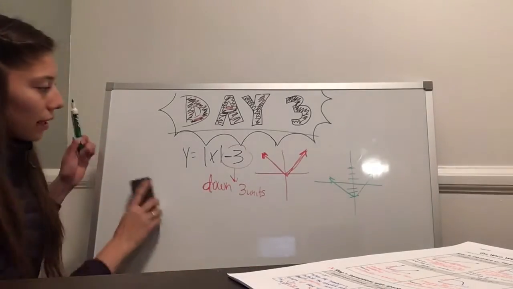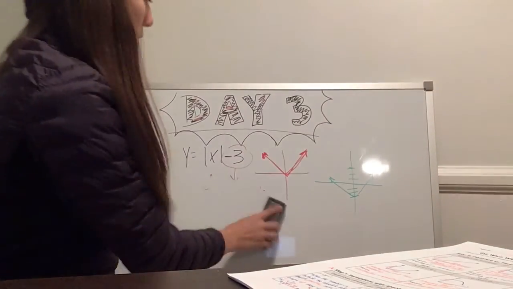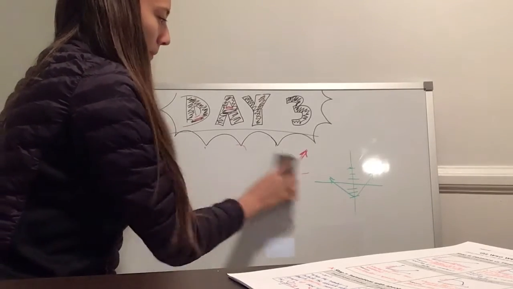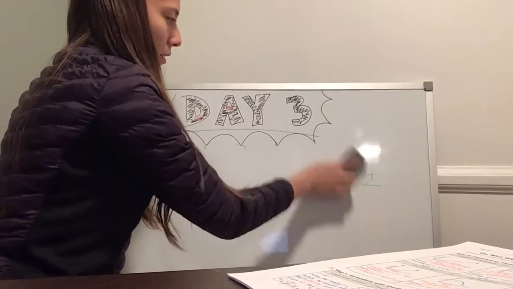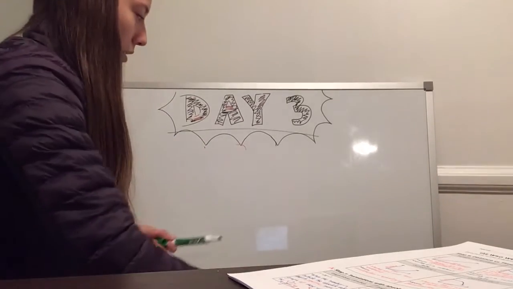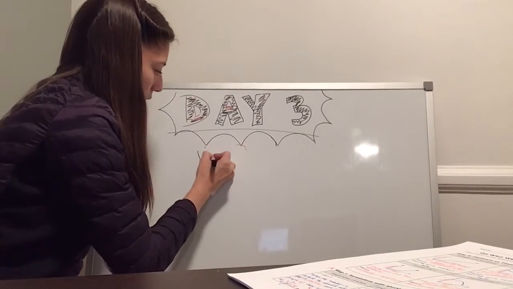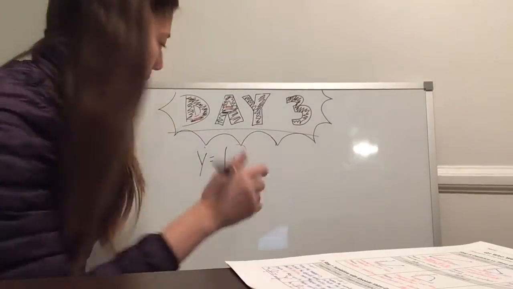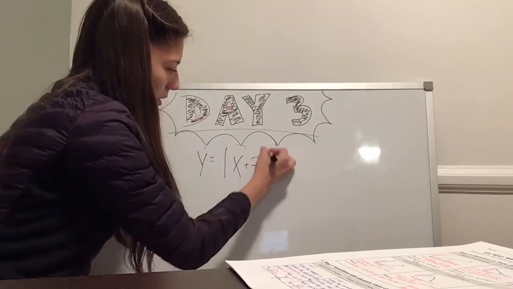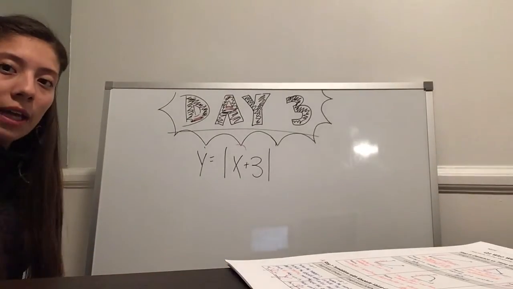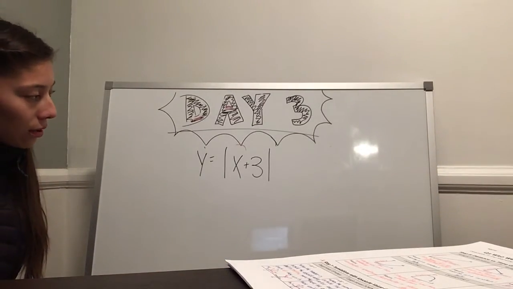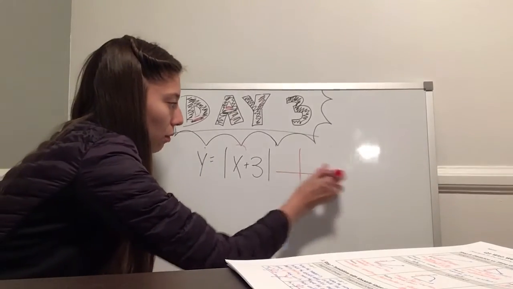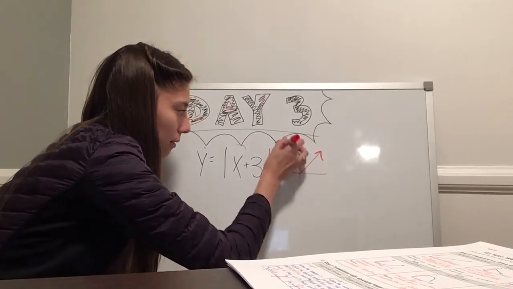So now I'm going to erase this. If we go to the next one, the next one is y equals absolute value of x plus 3, with the 3 inside the absolute value. Here we still have our parent function, which is always going to look like this.